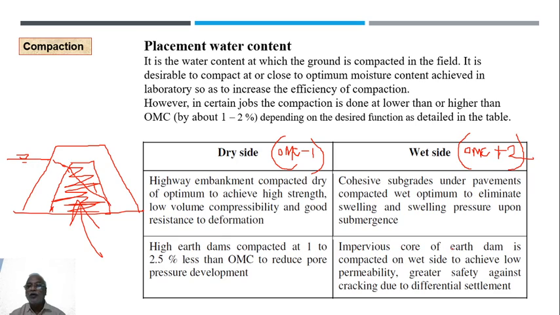So the impervious core of an earthen dam is compacted on the wet side to achieve low permeability and greater safety against cracking due to differential settlements. So whenever water comes, if there is saturation, hardly there will be any bulging action, right? Already it is possessing more or sufficient amount of water. Because of the standing water that comes inside, it will not be bulging out or giving cracks. So that is the reason it will be compacted wet of OMC. Okay, that is the placement water content.